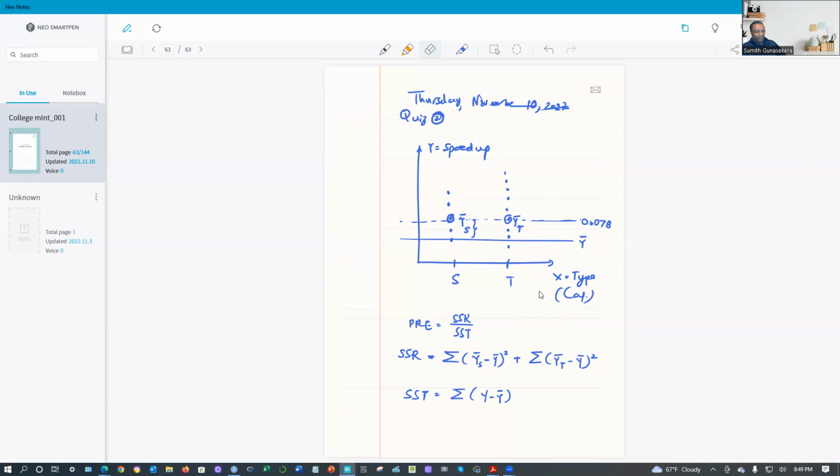So this gap is the group y bar minus the grand y bar. And the error would be what? Y minus the group y bar, and you can do that for all. Error would be this one squared. SSE would be the sum of y minus y bar squared.